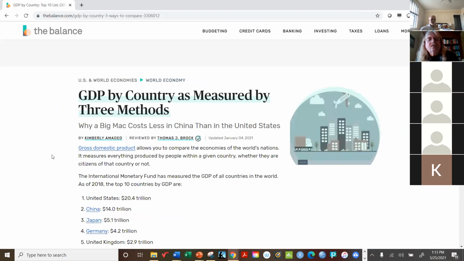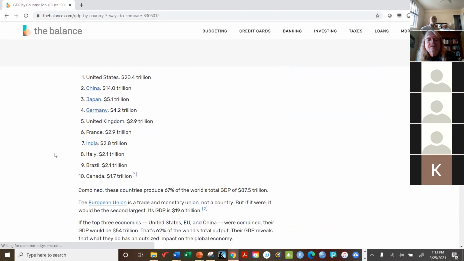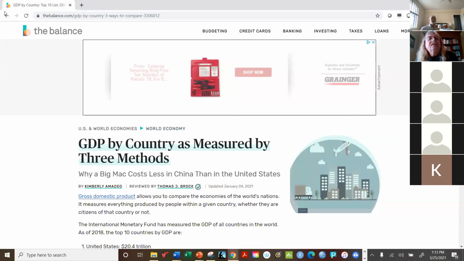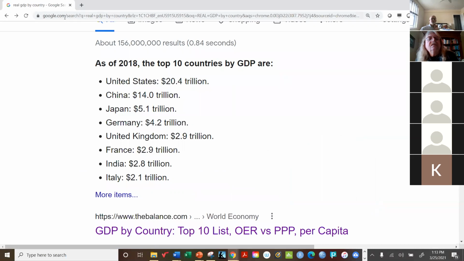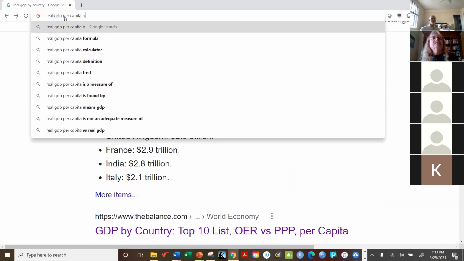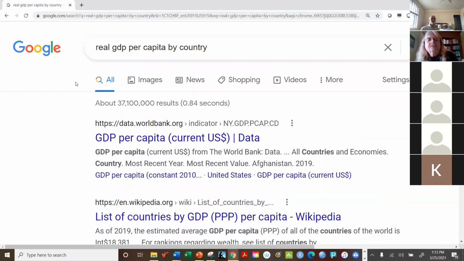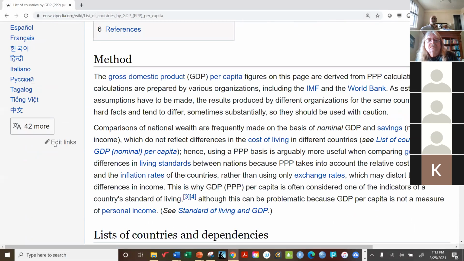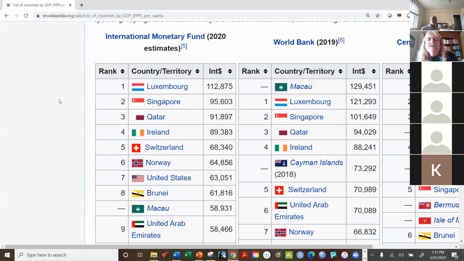What if we do this though by GDP per capita? Okay, let's see if we can find that. Here we go. Now look at this. The United States is only number 7. Look who's ahead of us. Luxembourg. How is Luxembourg so far ahead of us? What's going on in Luxembourg? What do you think is the reason for that?